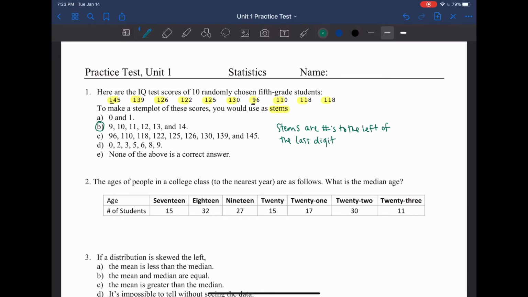All right, so number 2, it says the ages of people in a college class to the nearest year are as follows. We're going to find the median age. So we're given a frequency distribution. What we need to do here is find the cumulative frequency, and that's going to help us find the total. So to find the cumulative frequency, we're going to add 15 plus 32, which is 47.